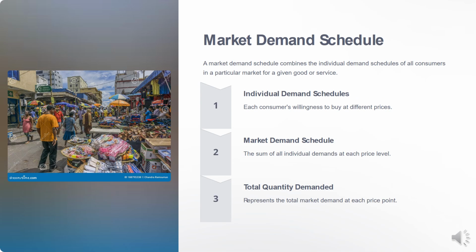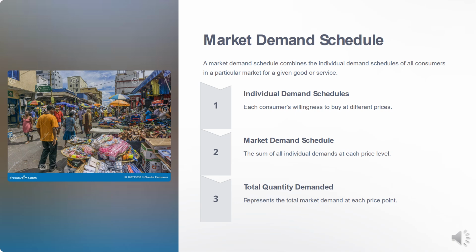Okay, so what is a market demand schedule? We will understand. The market demand schedule combines the individual demand schedules for all consumers in a particular market for a given good or service. So this is the combination of individual demand. Individual demand schedules show each consumer's willingness to buy at different prices. So every customer wants to buy things at different prices.